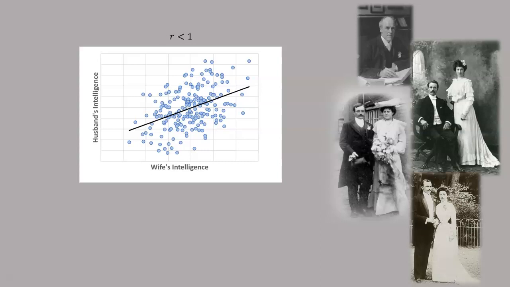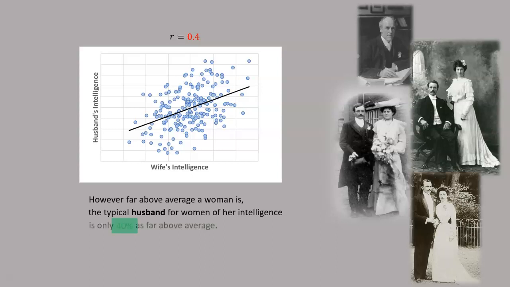For the sake of definitiveness, let's pretend that r turns out to be 0.4. But again, as you'll see, all that matters for this argument is that the correlation is not perfect, that it's less than 1. So let's remind ourselves of what this correlation coefficient of 0.4 tells us. It tells us that, however far above average a woman is, the typical husband for women of her intelligence is only 40% as far above average. So for example, if a woman is 2 standard deviations above average, then a typical husband for a woman of her intelligence would be only 0.8 standard deviations above average. That's still intelligent, but not to the same extent as she is. I'm assuming, by the way, that men and women have the same average intelligence and the same standard deviation.